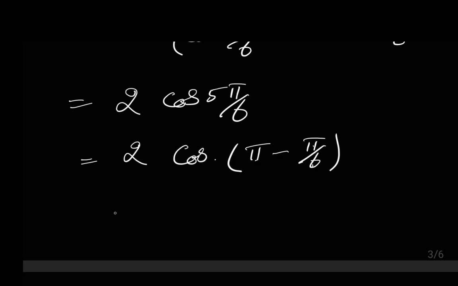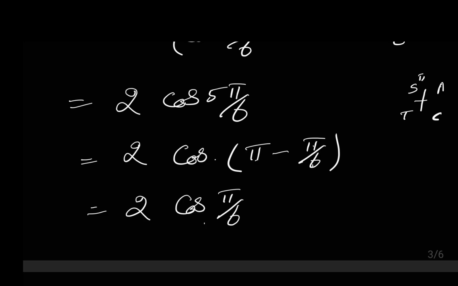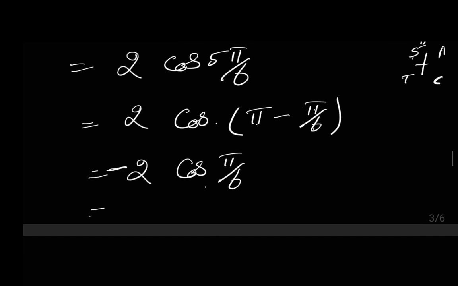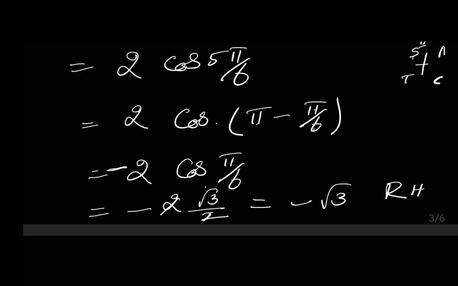You can write here, this is equal to 2 cos of (pi minus theta), which is cos theta, cos pi by 6. But it is in the second quadrant, all silver tea cups. So in the second quadrant, only sine is positive, so cos becomes negative here. So minus 2 cos pi by 6, whose value is root 3 by 2. So 2 cancels, you will get here minus root 3. So this is your right hand side result.